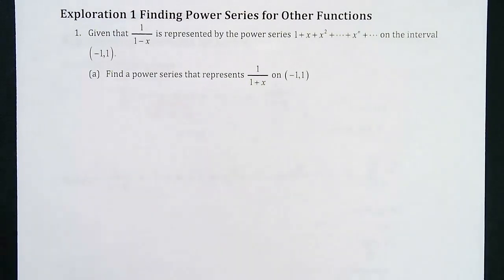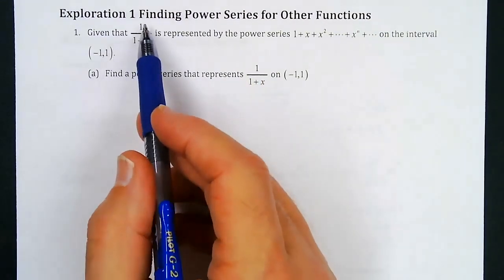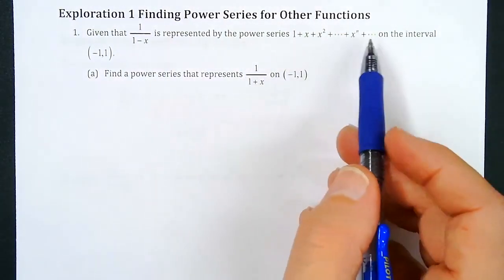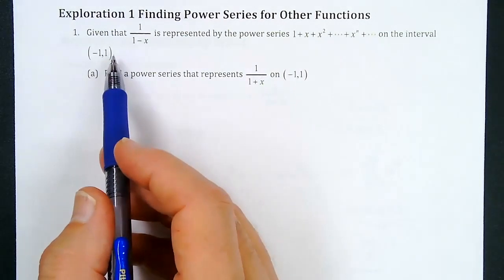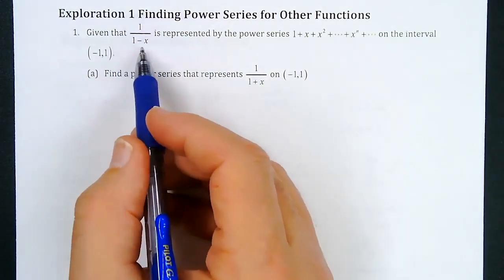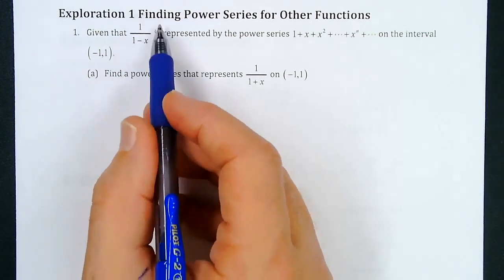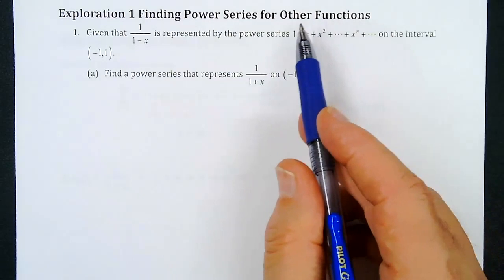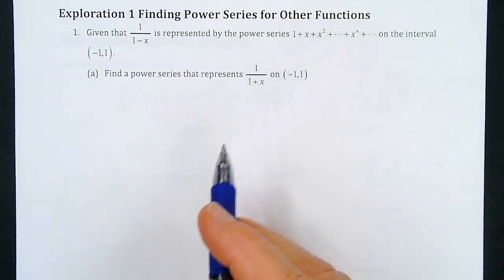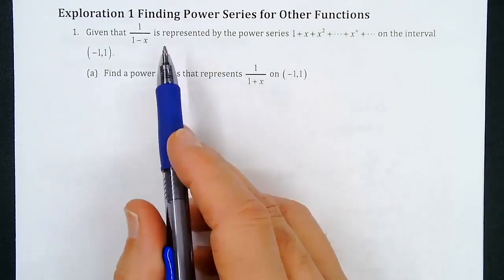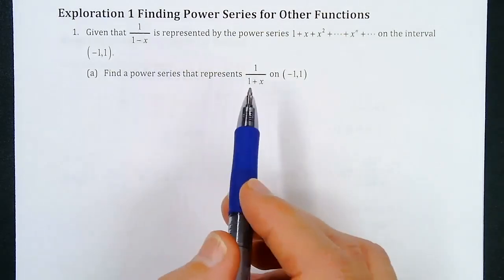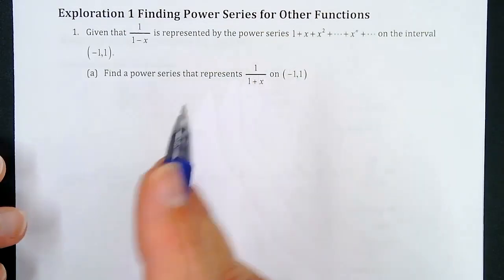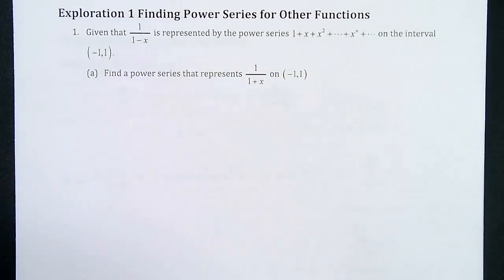So this is kind of an exploration that we're going to do together. Given that the function 1 over 1 minus x can be represented by this power series, and we know the interval of convergence is -1 to 1, this looks like the sum of a geometric series, and this is the expanded series. How can we take this one and create this one? Now, we've already seen this one, so that might help. But how do we use this one to create new ones?